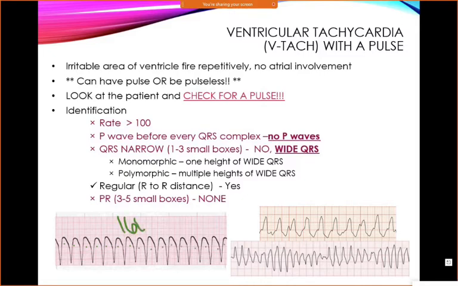This one's got a rate of 160. 1, 2, 3, 4, 5, 6, 7, 8, 9, 10. This one's only got a rate of 100. That one's really fast. I'm not even going to count that one. But you can count the rate on them. But they are wide QRSs, and they are pretty regular.